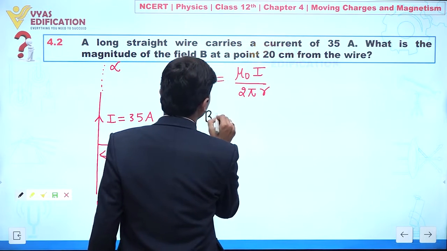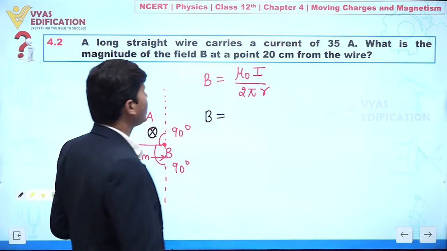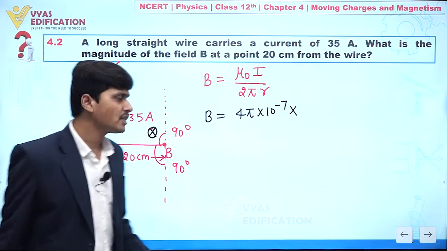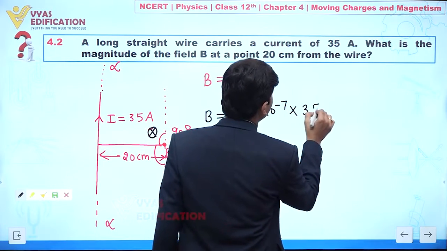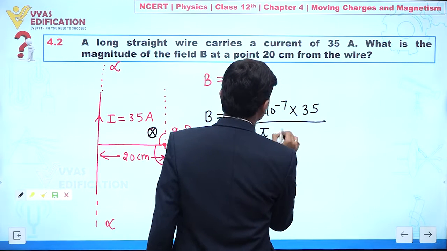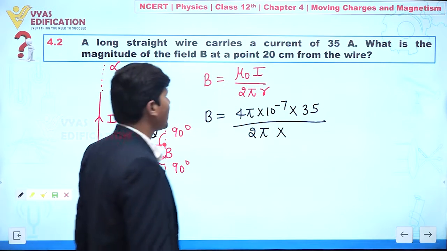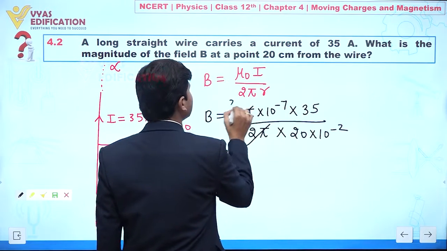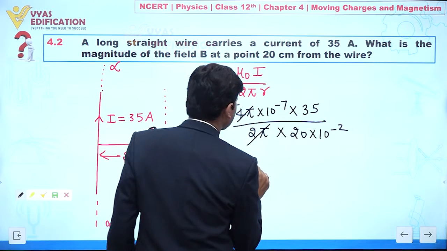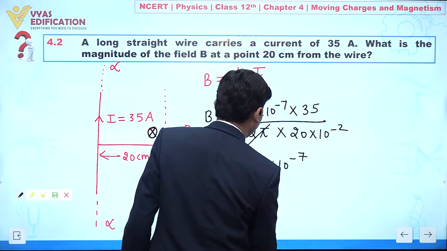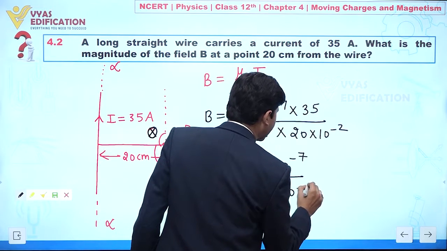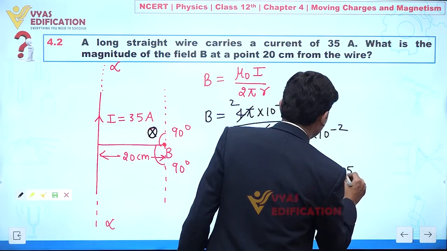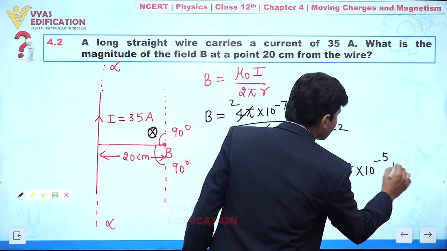Now I can calculate the value of the magnetic field. Value of mu naught is 4 pi into 10 to the power minus 7, into the current flowing in this wire, 35, divided by 2 pi and multiplied by the value of r. Value of r is given, 20 into 10 to the power minus 2. So from here this value is 2. So we have 70 into 10 to the power minus 7 divided by 20 into 10 to the power minus 2. From here this one and this one cancel out. So this is 3.5 into 10 to the power minus 5 Tesla.